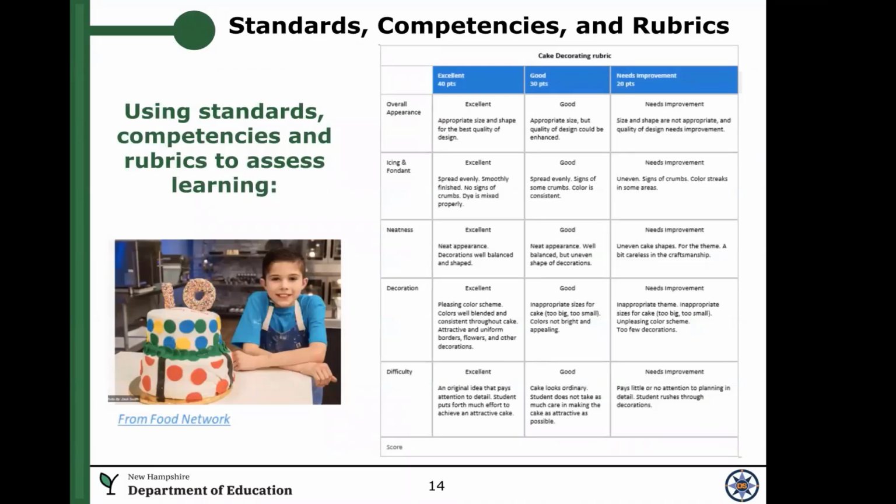Looking at the cooking shows, my own kids love cooking shows. You're assessed on the end product. You do all the learning you need to do, you get what you need to apply what you learned, and you make your end product. And they judge you based on a rubric.